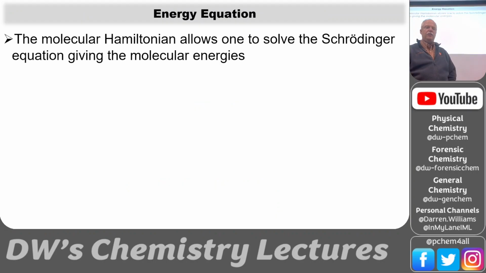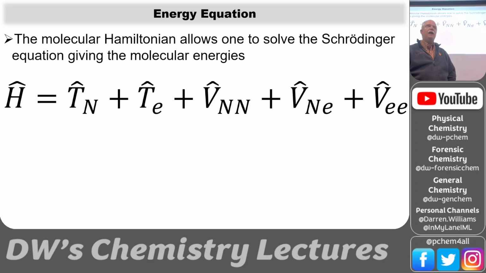So this is the energy equation. I'm just going to walk through this quickly. You're never going to have to calculate this by hand, thank goodness, okay? But this is it. The Hamiltonian is the total energy operator, so it has kinetic energy and potential energy.